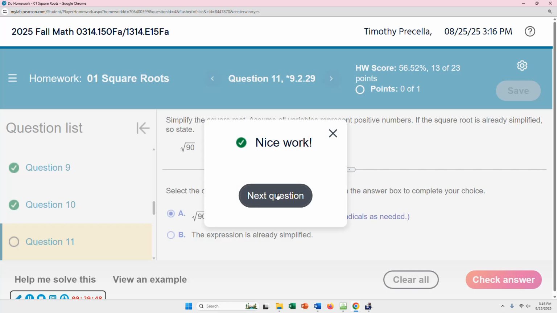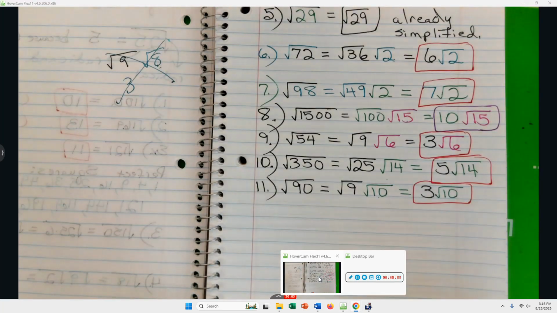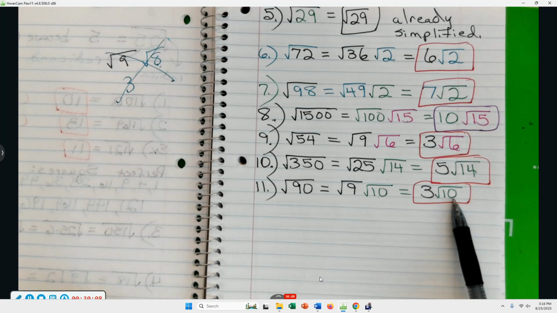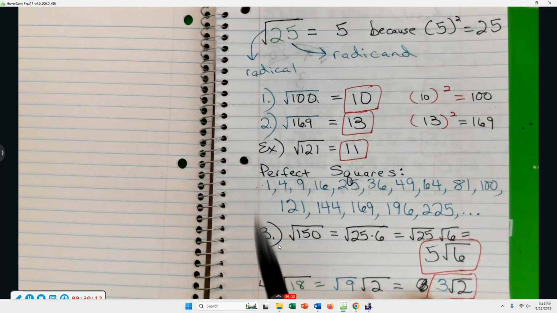Any questions? I have a question. Yes. Okay. What if the 10 was able to have a perfect square? Then we wouldn't have used 9. The number that's left under the radical cannot be divisible by any other perfect square except for 1.